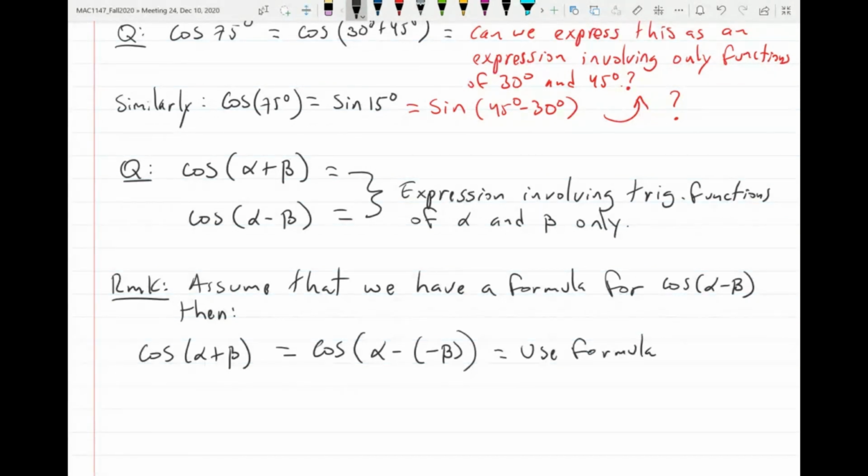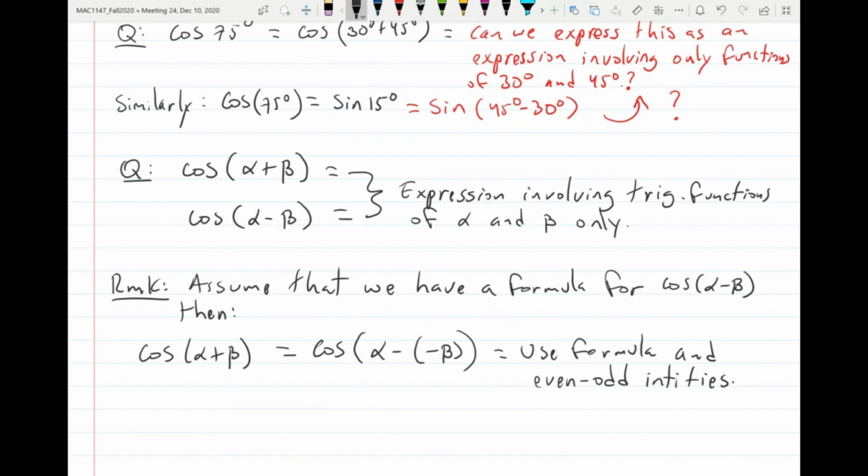And yes, you're going to have expressions with negative beta, but then you can use the even odd identities to get rid of that negative in front of the beta. So use the formula and then use even odd identities. So the moral of the story is that we can actually narrow down our focus into what to do if you have cosine of alpha minus beta. Once we get this, then the rest will follow easily.